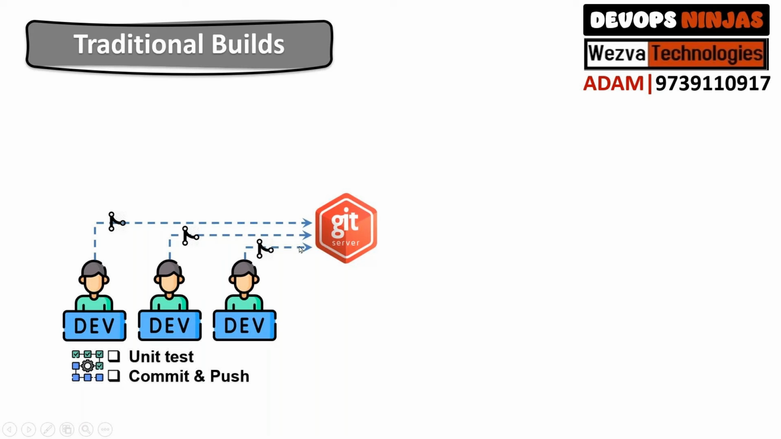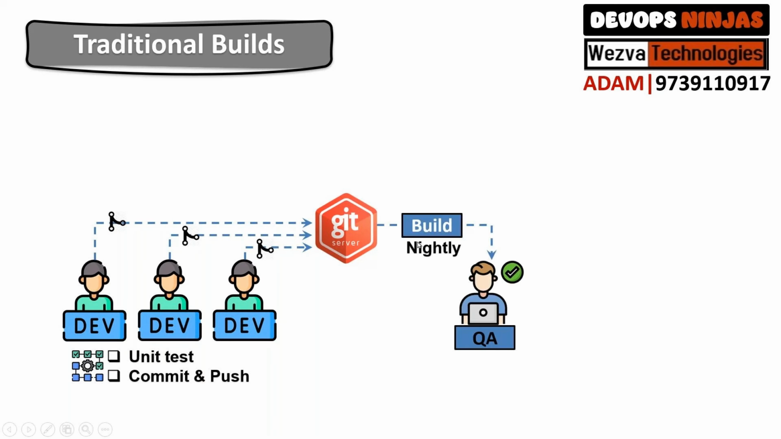But when we want QA to test, usually we wait for some time to accumulate all the changes which different developers have made, and then we take the code at some point in the day and do a build. This way of building is what we generally call nightly builds. This is one of the traditional methods which we were following.